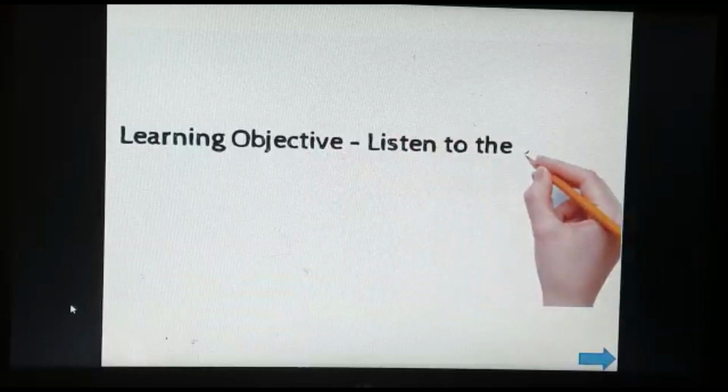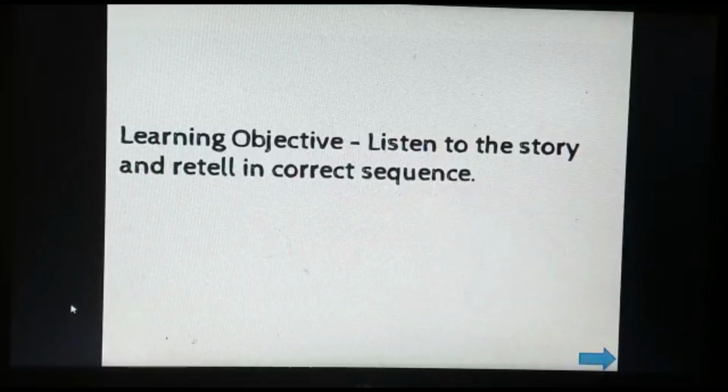Now comes the learning objective that our children should know by the end of the lesson, what they are going to learn today. The learning objective is to listen to the story and retell it in correct sequence. So they are going to listen to the story, and at the same time retell the sequence, they'll be speaking, and we also have a cute task for them at the end, which will ensure that they are even going to write in that.